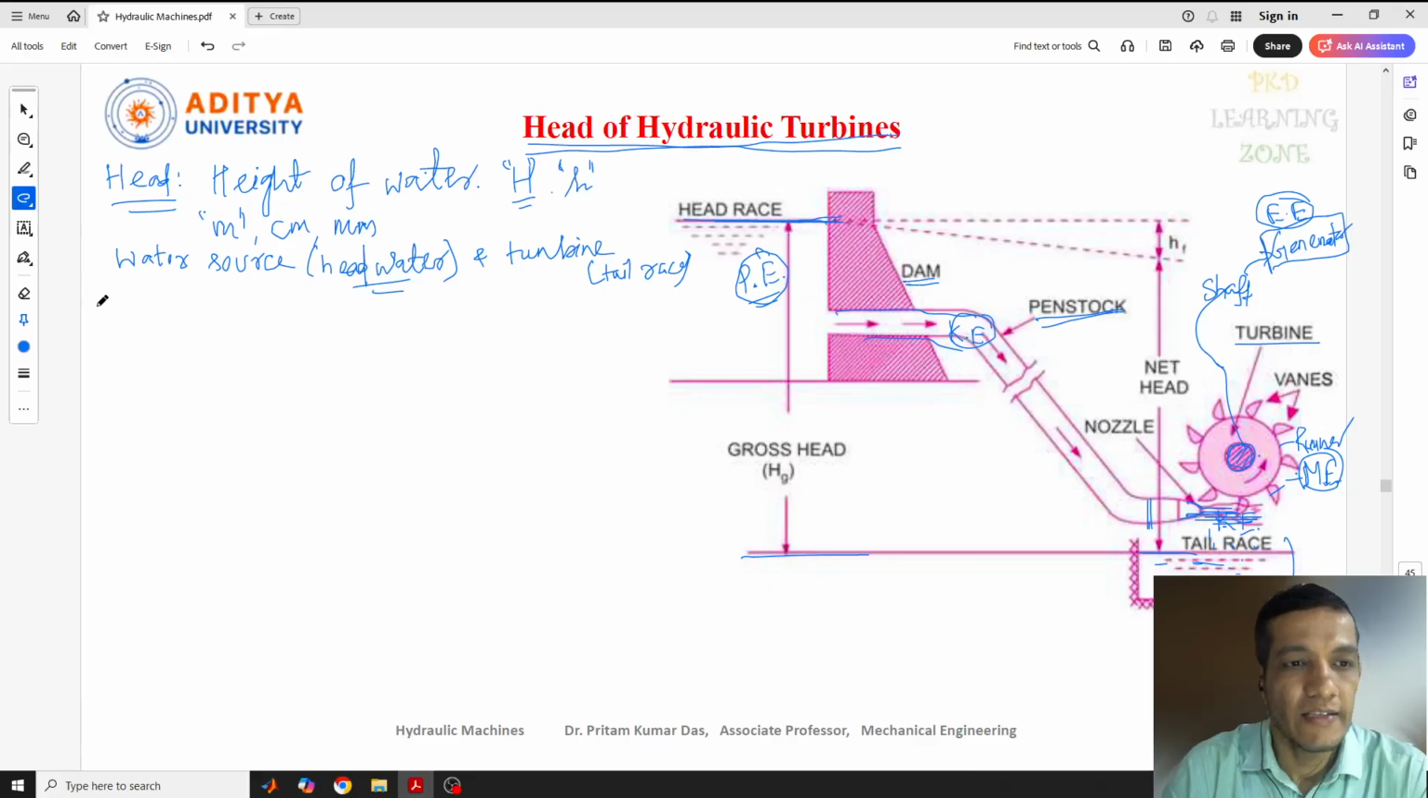This head is divided into two types. If you discuss the types, it is of two types. One is gross head, and another one is net head.